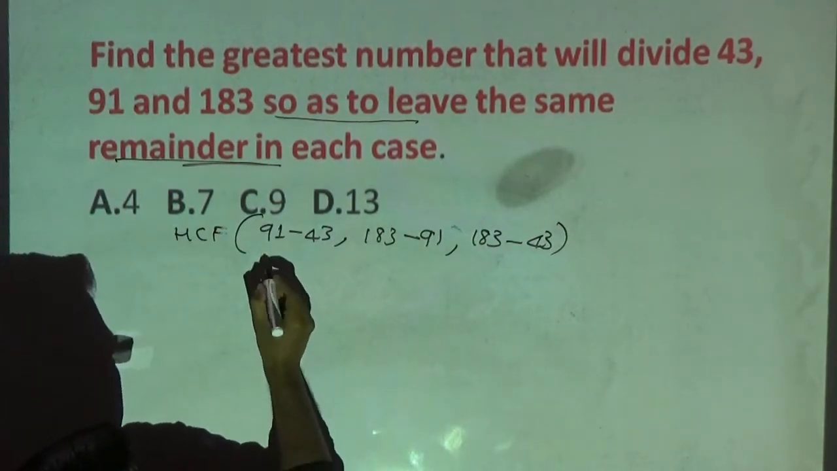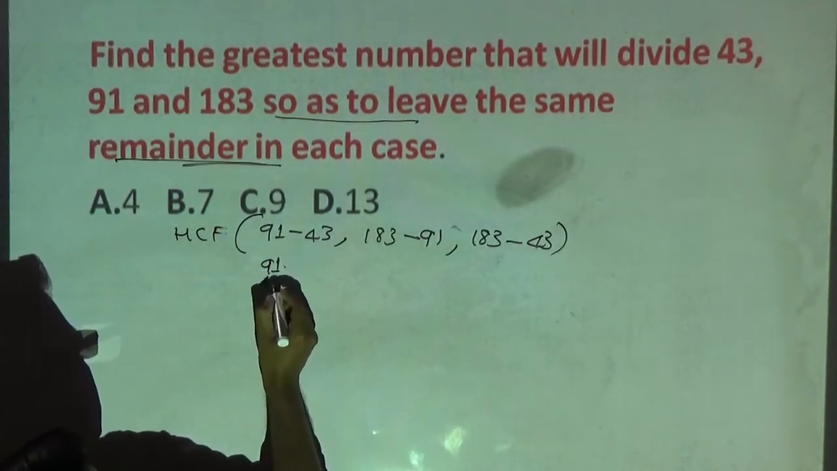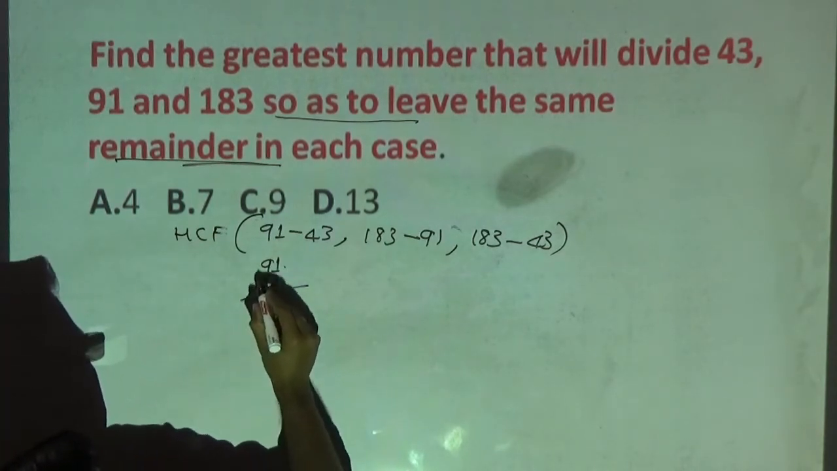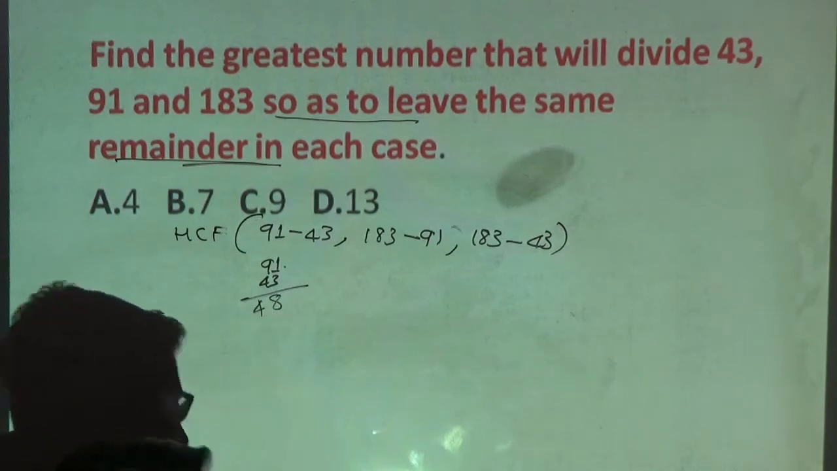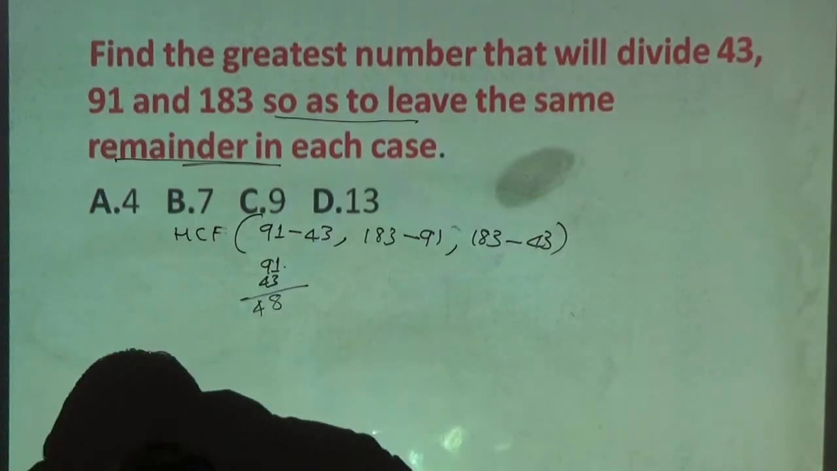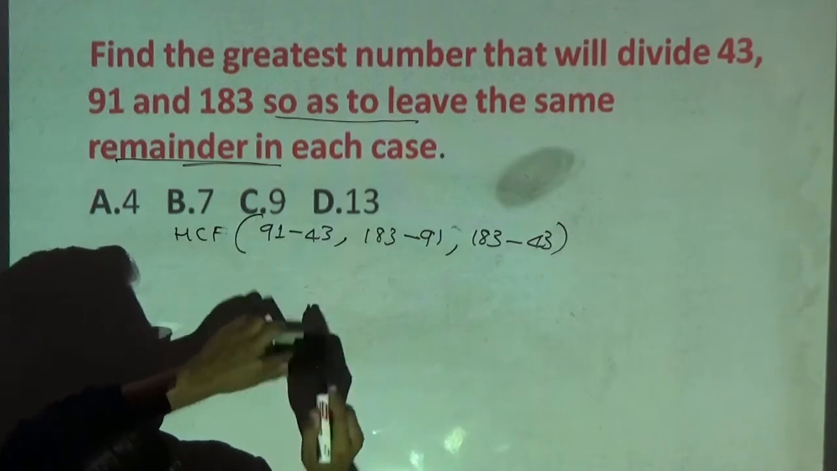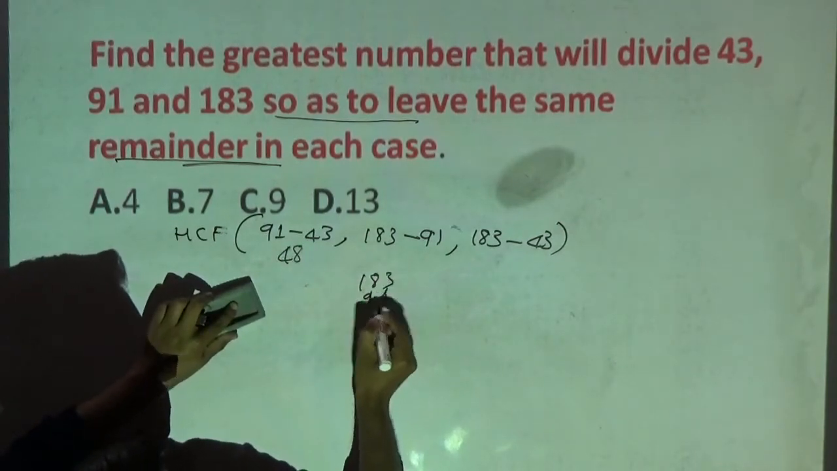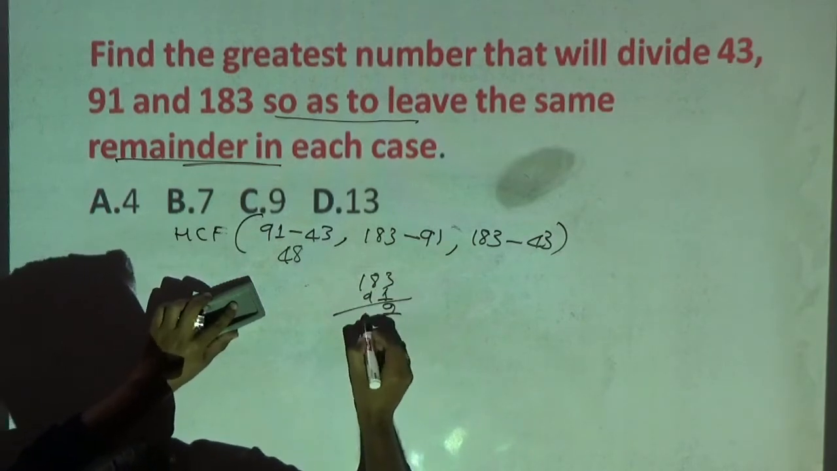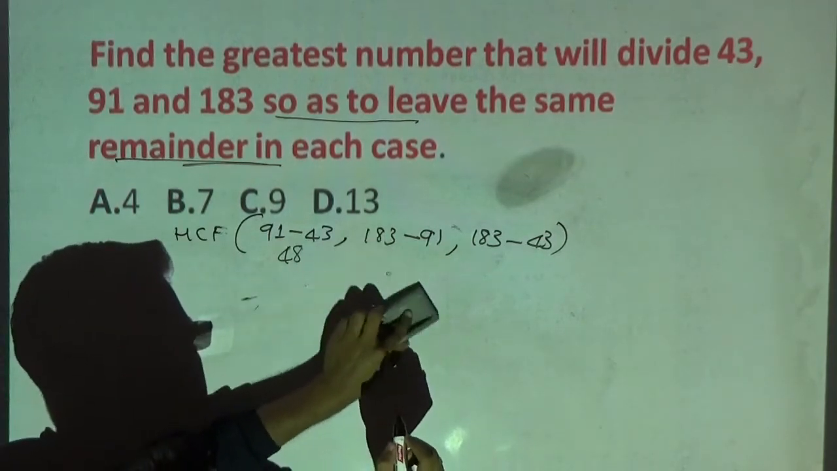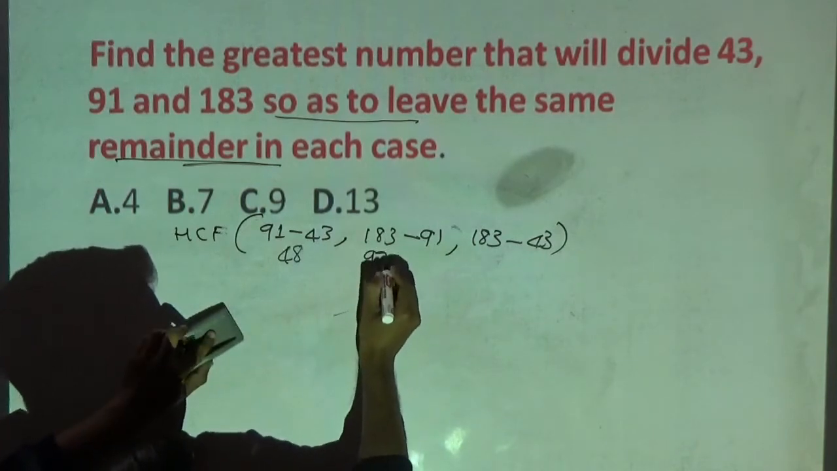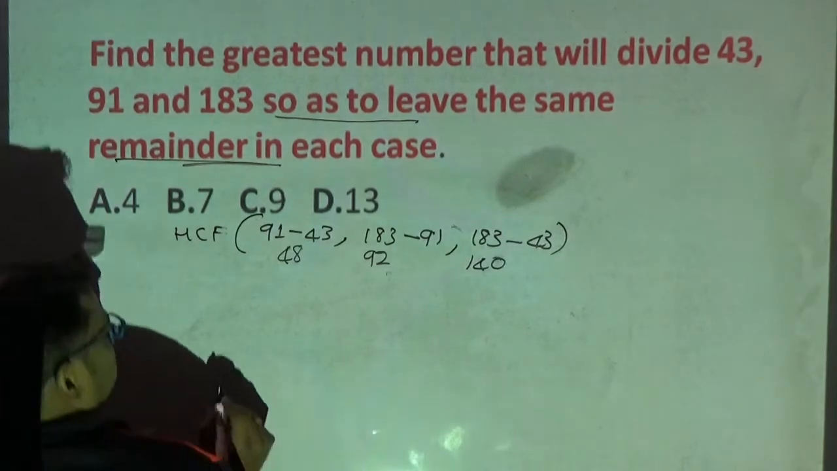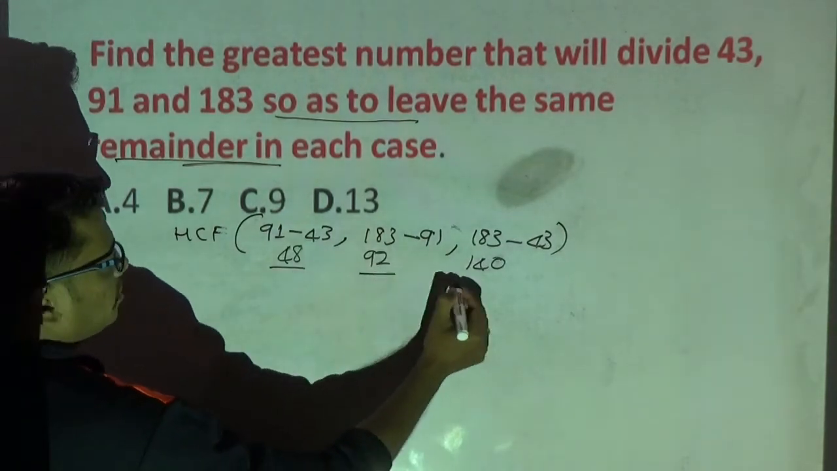Please observe now. 91 minus 43, how much? This will be 48. Here, 183 minus 91. 3 minus 1 is 2. 18 minus 9 is 9. So this will be 92. And this will be 140. I need to find out HCF of 48, 92 and 140.